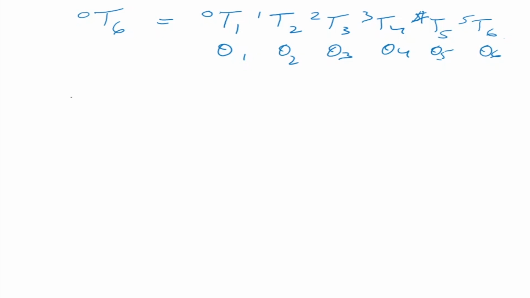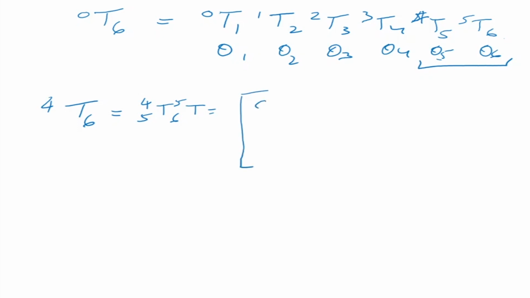So first of all, what we do is we multiply T4 to 6. T4 to 6 is the first one that we multiply, which is equal to T4 to 5 and T5 to 6. So we have seen what these matrices are.